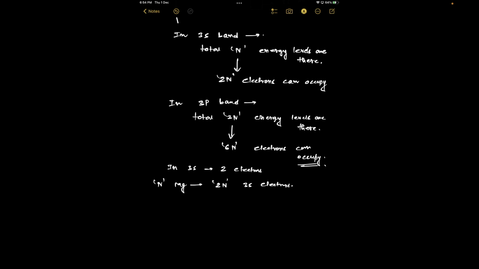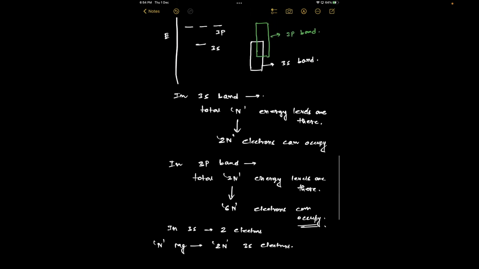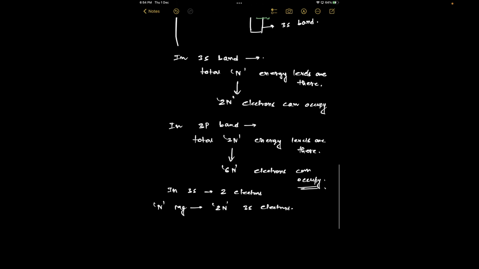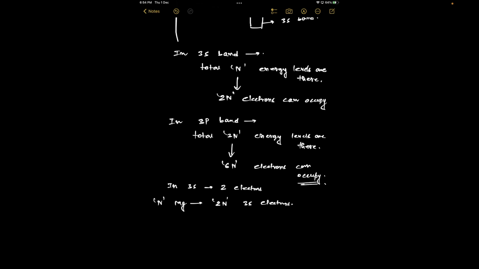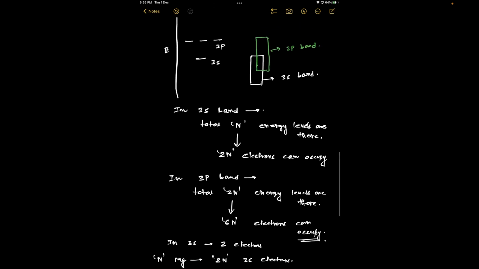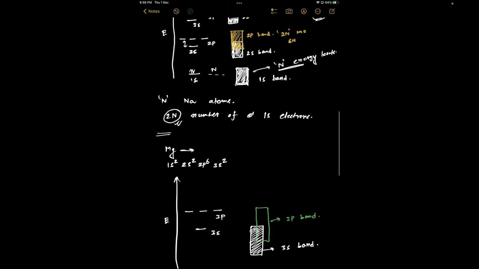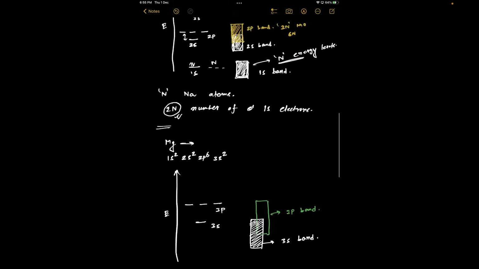So for the magnesium case, the 3s band will be completely filled up, right? Otherwise in the sodium case there was one 3s electron for each of n sodium atoms, so there were n 3s electrons and the 3s band was half filled. But for the magnesium case the 3s band will be completely filled up. And the 3p band will be empty.